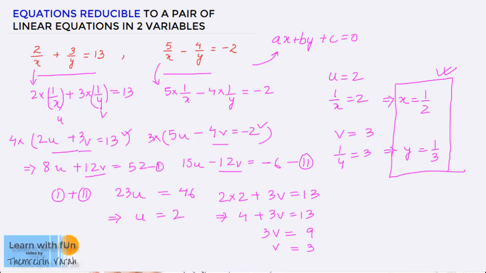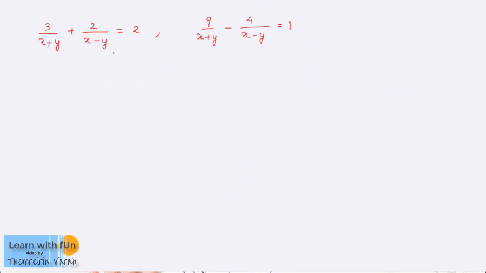Okay, let's look at another problem. Here we take linear equations in two variables with terms: let 1 by x plus y be u and 1 by x minus y be v. So we get 3u plus 2v is equal to 2, and this one is 9u minus 4v is equal to 1. Using the elimination method, we make the coefficients of v equal.